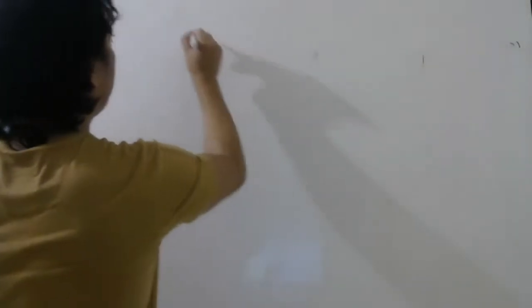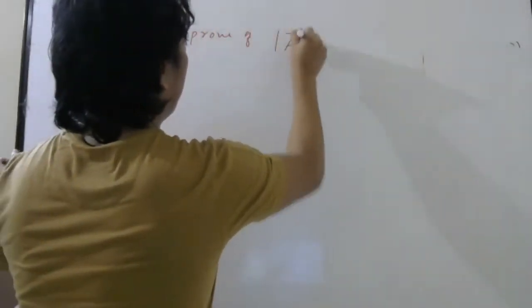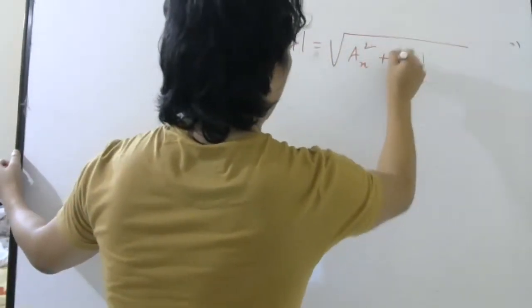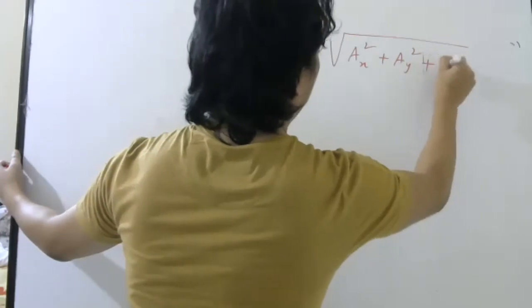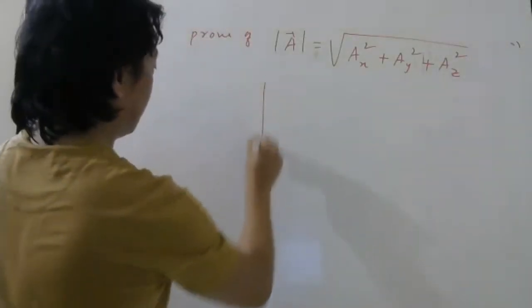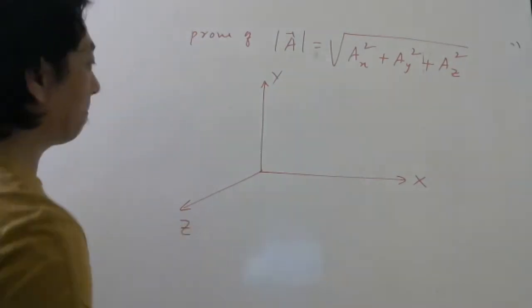So look here, it's very easy actually. Proof of magnitude of a vector is root over x component square plus y component square plus z component square. So let's try to prove this. X here, y here, z here. This will be the last topic for today.